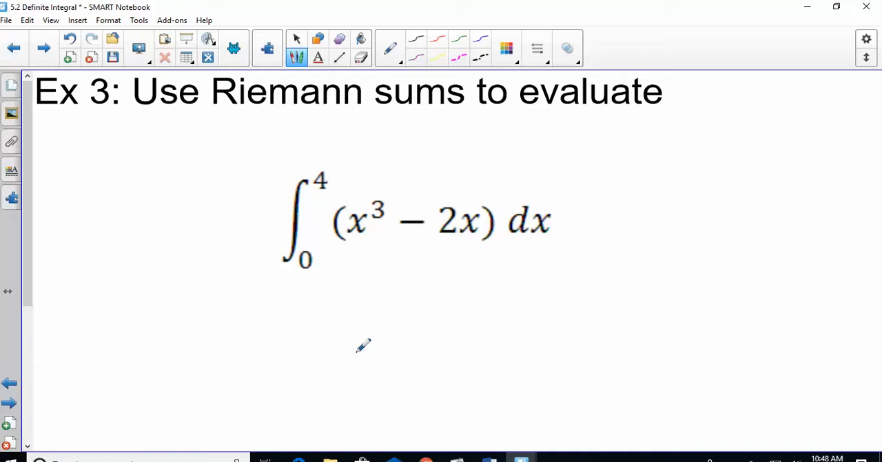So the first thing you need to do is find your change in x. I didn't specify how many rectangles we were looking at. So if I'm looking at this, we're starting at 0 and ending at 4, so our change in x is just 4 minus 0. If I said I want 5 rectangles, you divide it by 5. I didn't specify, so we're just going to divide it by n rectangles. So this is 4 over n.